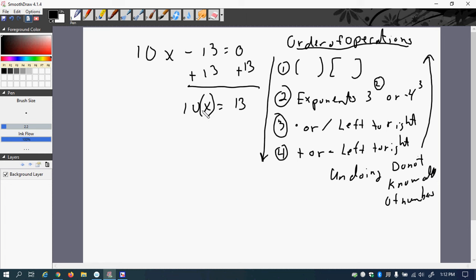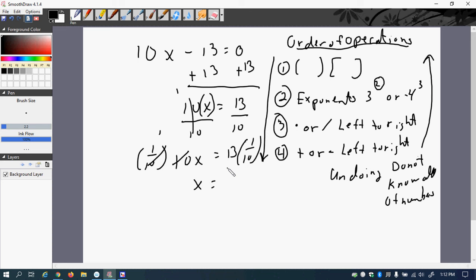So we do the opposite, undoing, which is dividing by 10. Now we can write it this way, or we could do the reciprocal. We could write it as 10x equal to 13 and multiply by the reciprocal on both sides, which is 1 over 10. These both mean the same thing. So this causes it to cancel to 1. And then I just have x equal to 13 tenths. And so here is my answer.